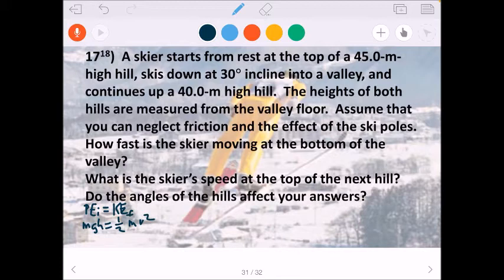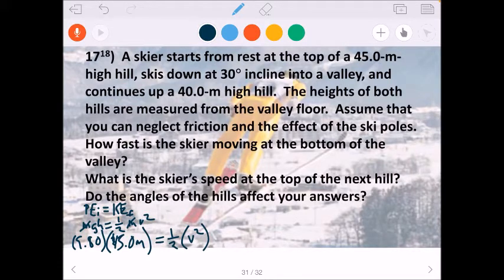Well, since we're neglecting any type of friction, we can assume that we have no loss of energy. So my potential energy at the beginning should be equal to the kinetic energy at the bottom of the valley. Potential energy is mgh, kinetic energy is 1/2 mv squared. I can cancel out my masses in this case, and that gives me gravity, which is 9.80, times the height of 45 meters, and that should be equal to 1/2 the velocity at the end squared.